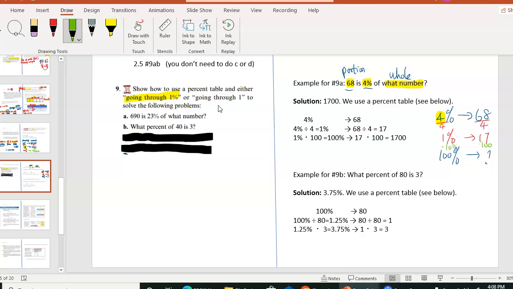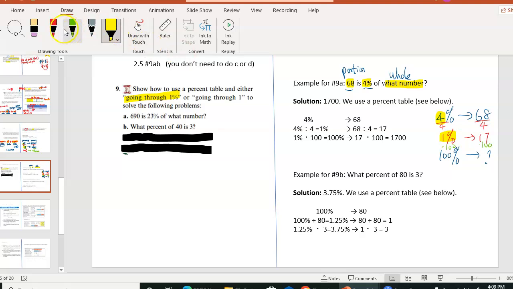Okay, and so that's how we use it, and again, why is this called going through 1? Because we always turn whatever percent to 1% and then multiply by the number we need. And for example, this for 9b: what percent of 80 is 3?